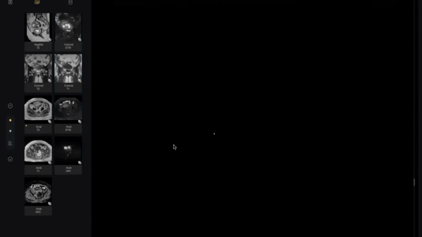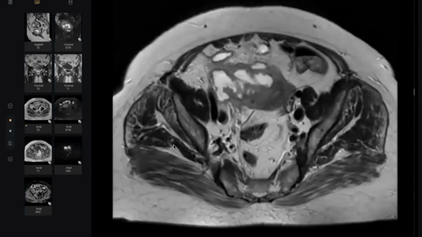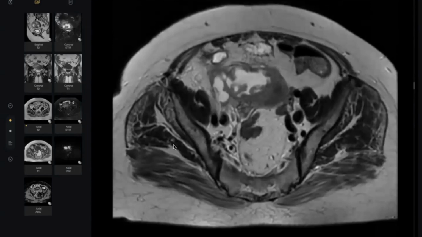What is the difference between abscess and phlegmon? Sir, abscess is cystic and shows restricted diffusion, while phlegmon is a solid intermediate intensity mass, which does not show restricted diffusion. No, this is not the main point. There is one buzzword to differentiate between abscess and phlegmon on T2.